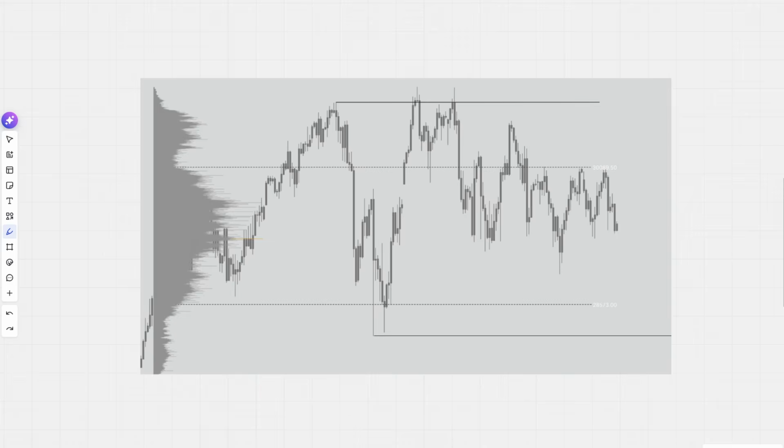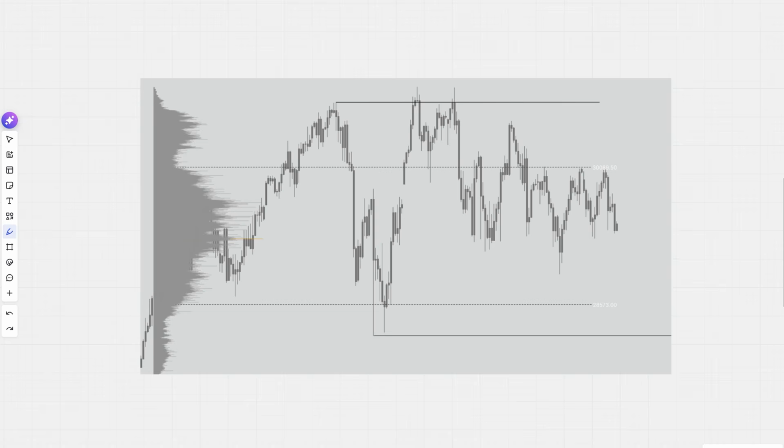You can see the same thing in here. This would also be a balanced area, a very clean balanced area. So what we would expect right there is a rotation from up here, the value area high of this range, to the value area low of this range with a very clean bell curve.